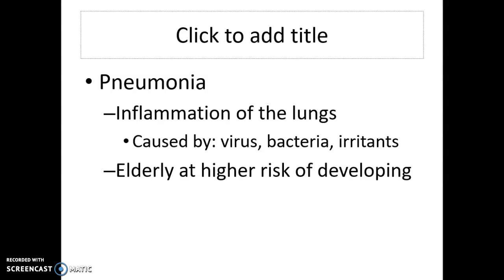The elderly are at a much higher risk for developing pneumonia because they have weakened immune systems, ineffective coughs, and they tend to be more immobile. When you're not moving around as much, you're not helping your lungs to expand and clear that out. Some of the things that you should be watching for in your residents that may make you think pneumonia would be fever, chest pain with inhaling, coughing, shortness of breath, chills, or rapid pulse. If you see these things or these changes in your resident, I would definitely report it to the nurse.